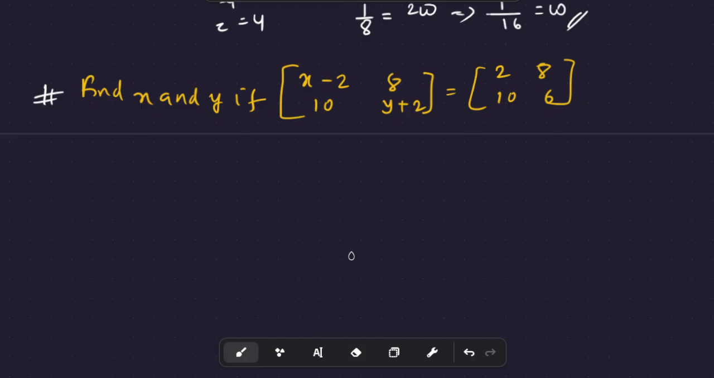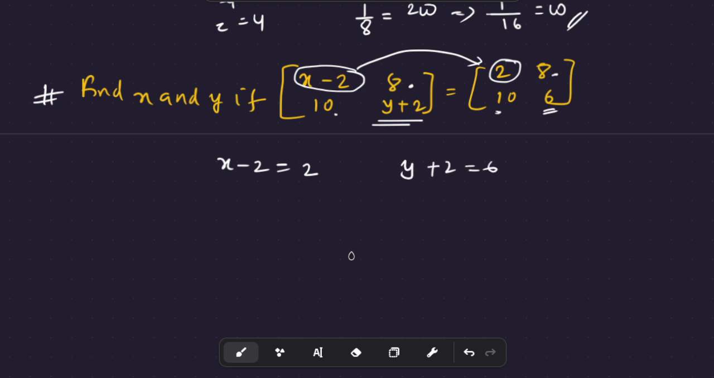So in this case, x minus 2 equals 2. Here is x minus 2, and in the same position in the next matrix we have 2. We can equate these because the two matrices are equal. Similarly, in the position of 8 there is 8, and in the place of 10 there is 10. Now here there is y plus 2, and in the next matrix there is 6, so y plus 2 equals 6. x equals 2 plus 2, which is 4. y equals 6 minus 2, which is 4. The value of x is 4 and the value of y is 4 as well.